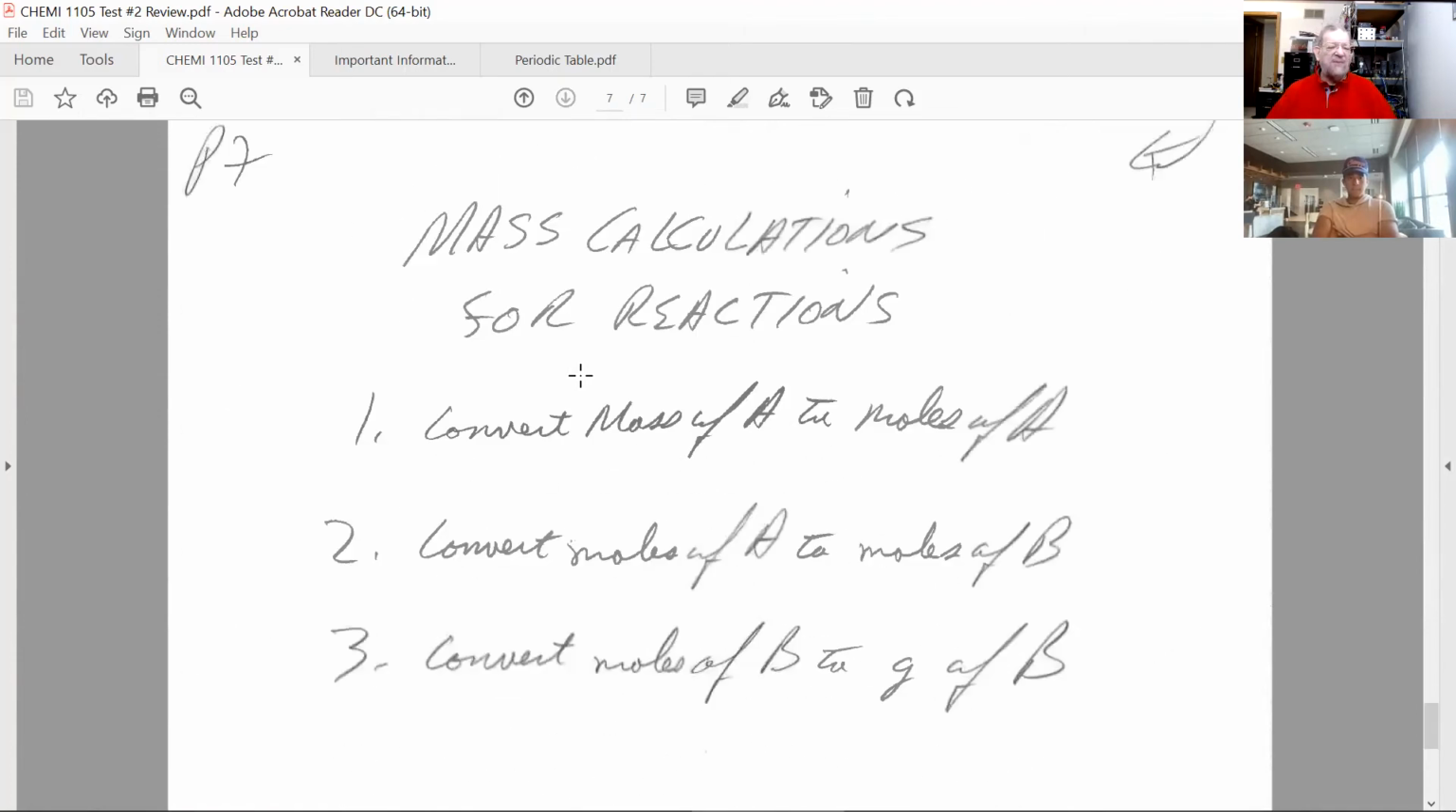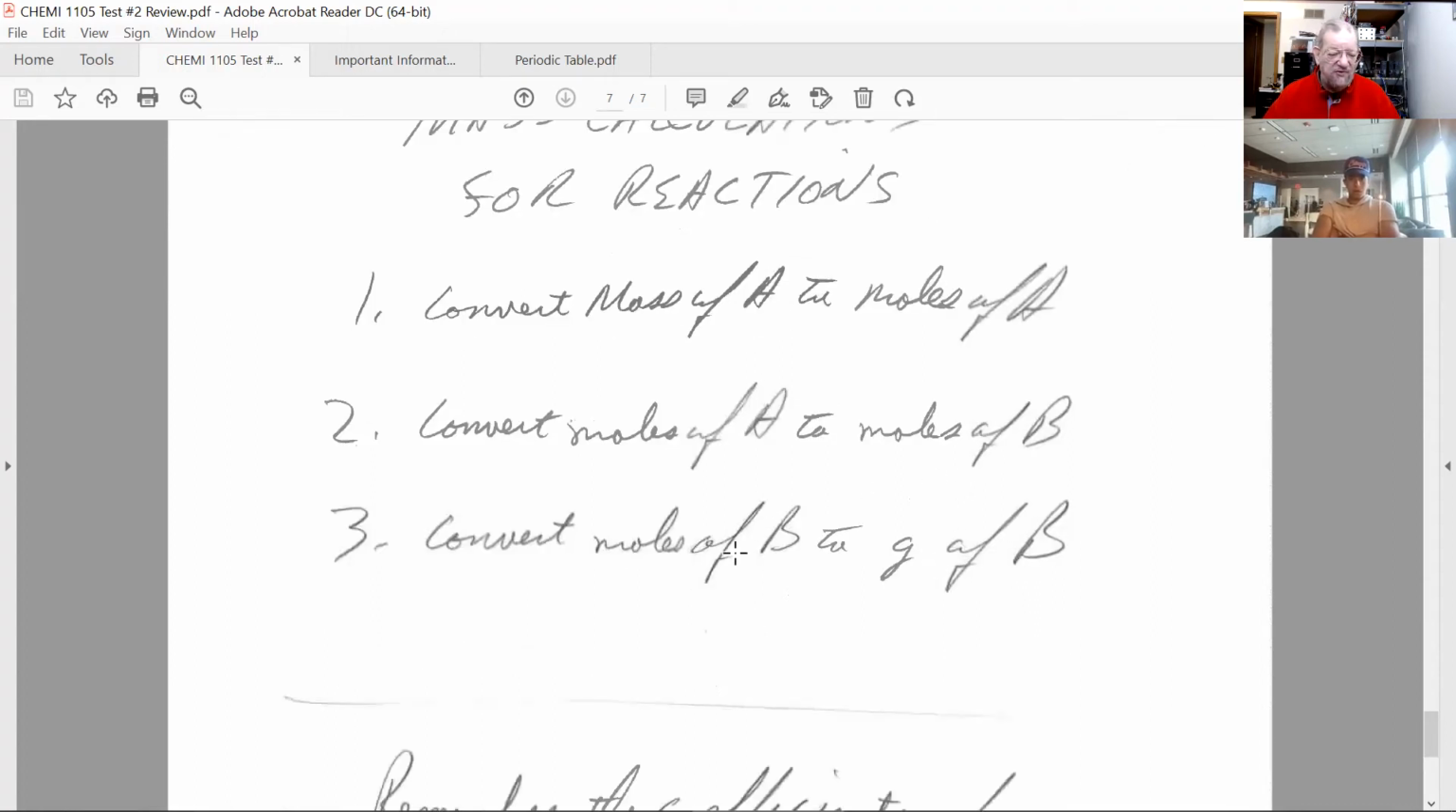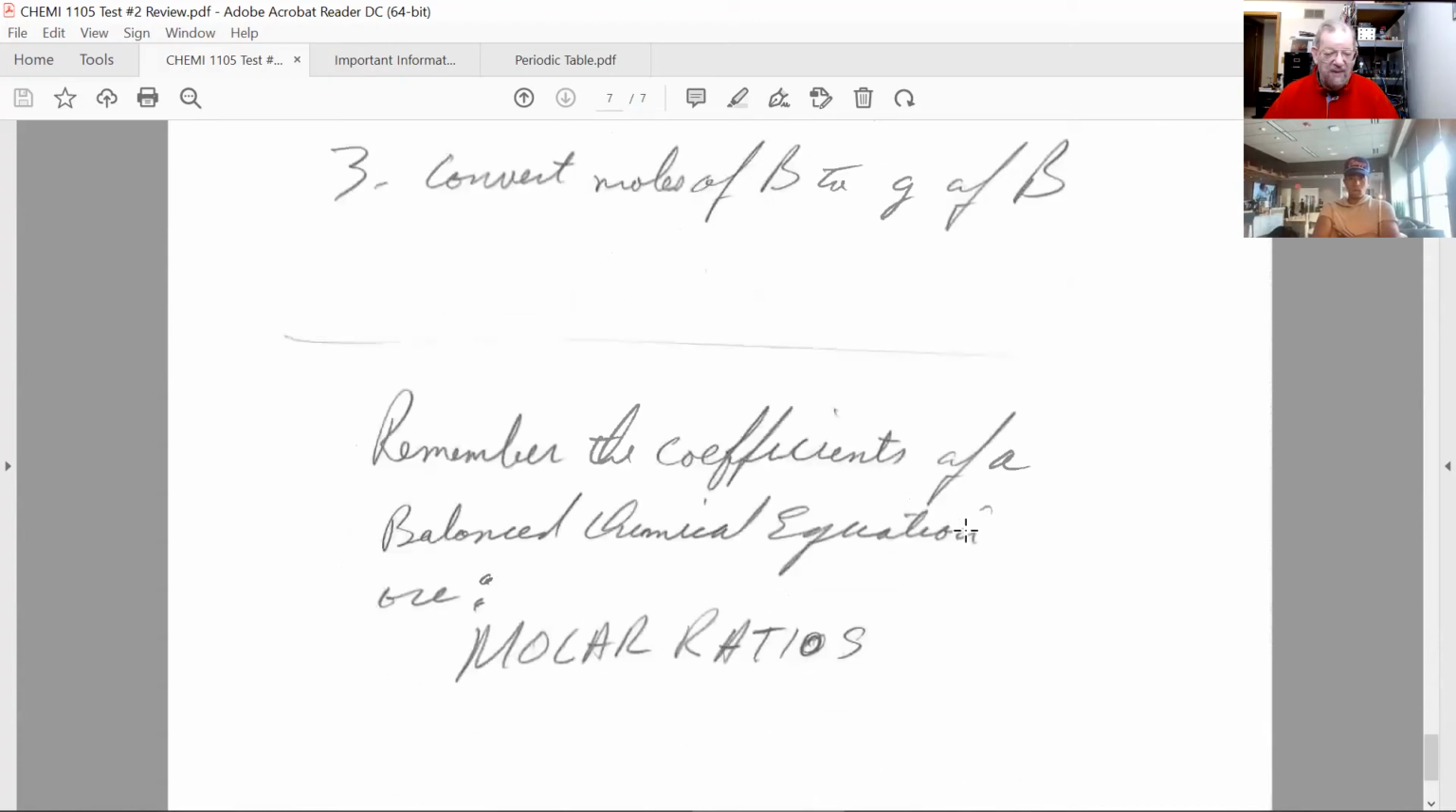All right, next I talked about mass calculations for reactions. Here, remember, convert the mass of A to moles of A. Whatever you're given in grams, you convert to moles. Then you convert the moles of A to moles of B. And finally, you convert the moles of B to grams of B. What's the important concept to use? For step number 2, remember the coefficients of a balanced chemical equation are molar ratios.